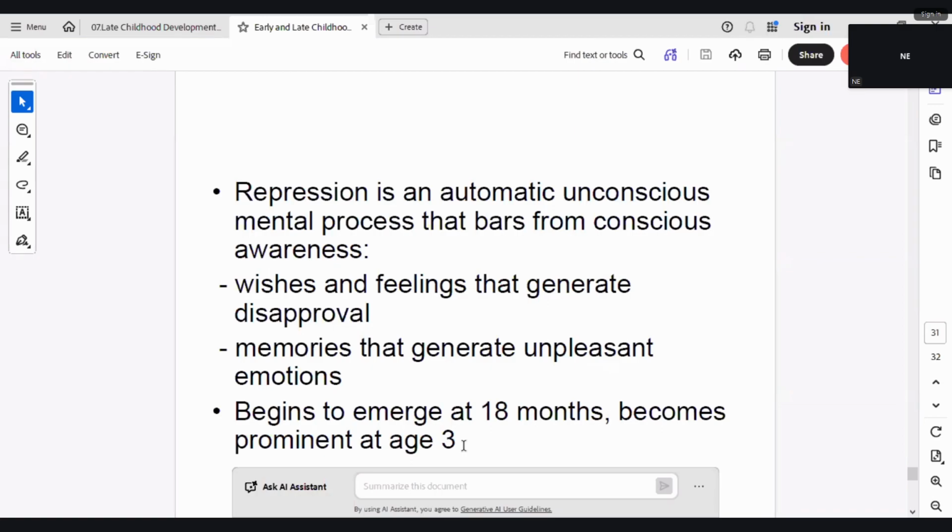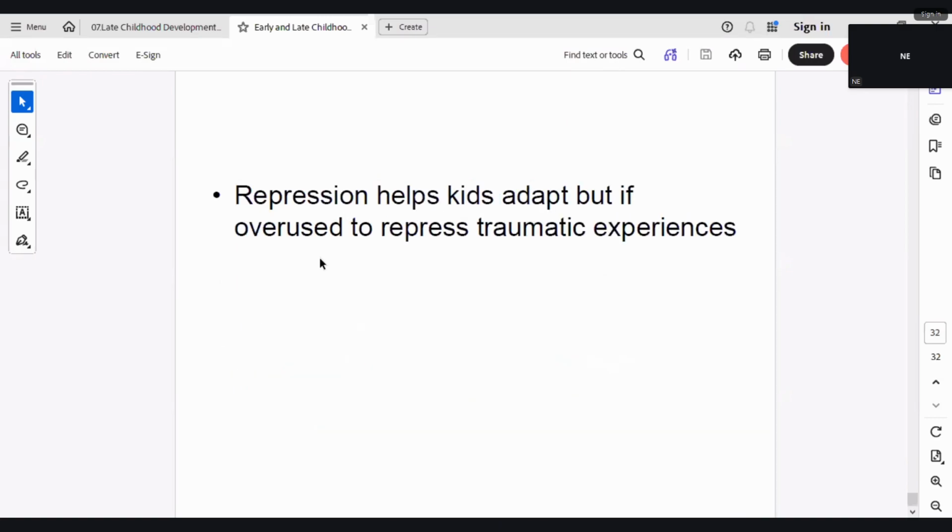And so we talk about repressed memories. These are things that have happened to us that are really in the back of our mind. Repression helps kids adapt, but it's usually overused to repress traumatic experiences. So people who've endured trauma in their younger years, if these are all repressed, there's no memory of actual abuse. They were inappropriately touched or some kind of trauma happened to them, but they don't remember it.